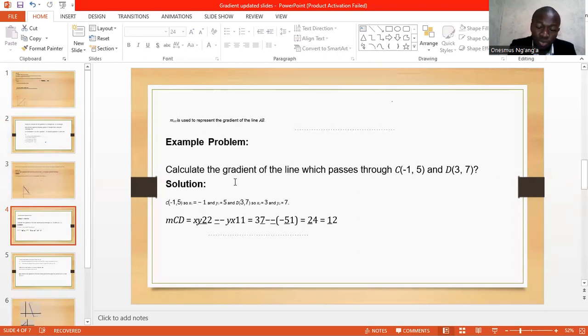So we are saying change in y over change in x. That is y2 minus y1 over x2 minus x1. So in this case, y2 is 7, so it will be 7 minus 5, which is 2. And then 3 minus -1, which is 4. So 7 minus 5, that is 2, divided by 4. 2 divided by 4, you'll be getting a half or 0.5.